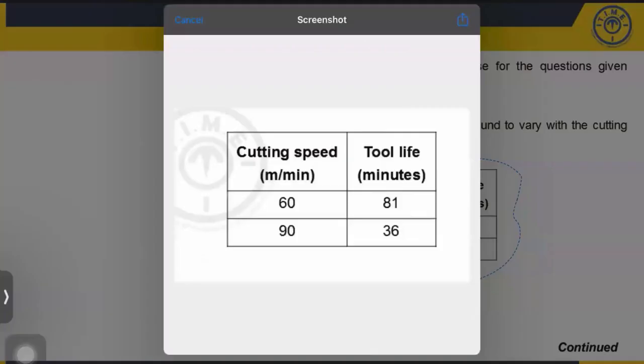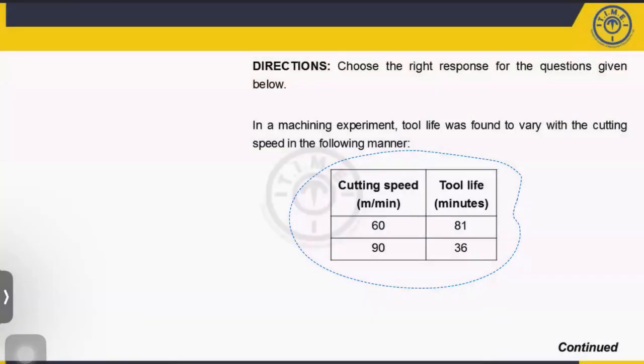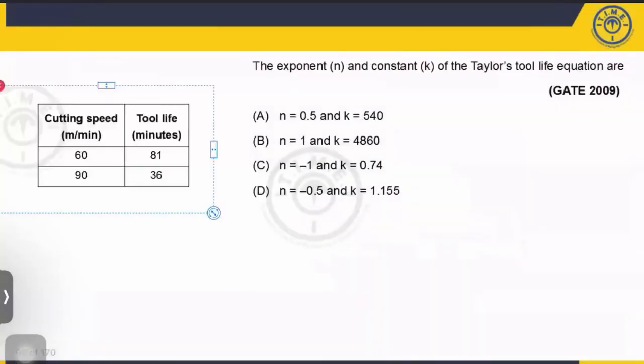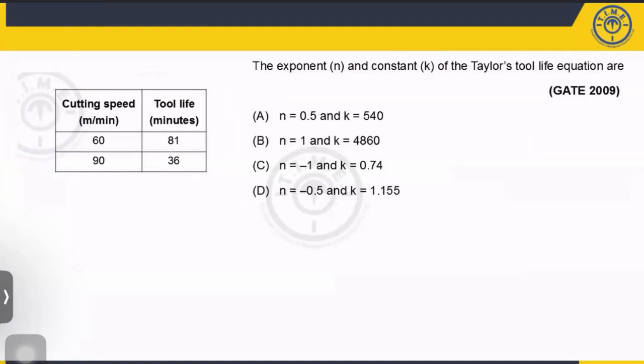So I'm taking this in the next slide so that we can solve the problem very easily. Okay. So the first condition is given. The second condition is also given. Use the same relation, V T to the power of n is equal to constant, which is the Taylor tool life equation. So if you equate the first and second equations, you will get the n value. Once you know the n value, you can calculate k. Okay, so do it fast. You have to use this particular relation only. Once you get the answer, please let me know. Otherwise, I will explain.